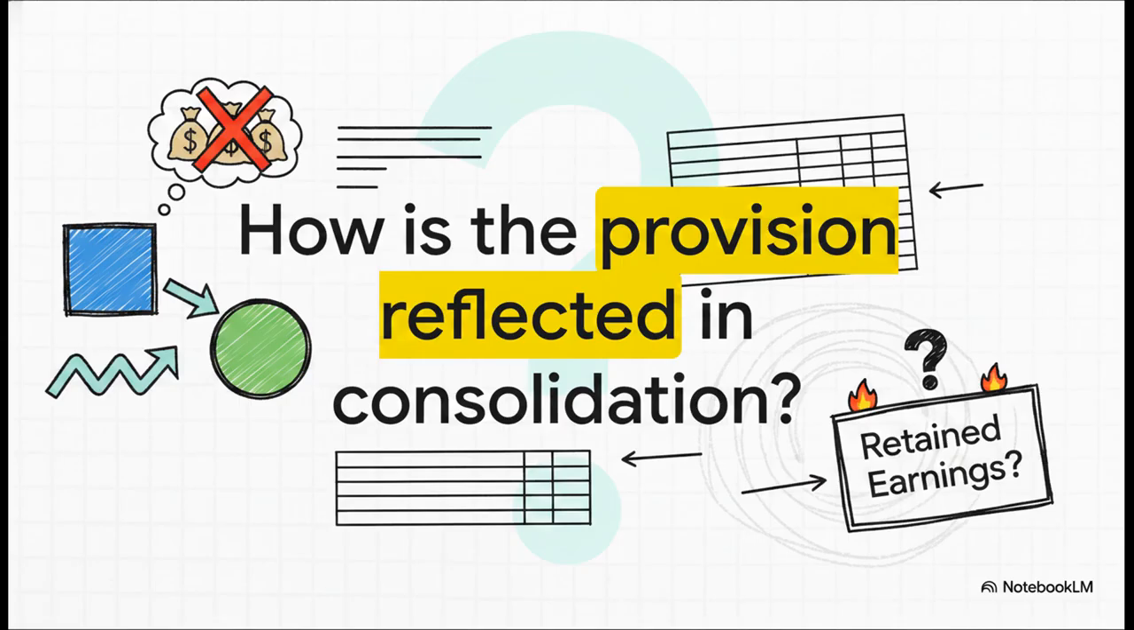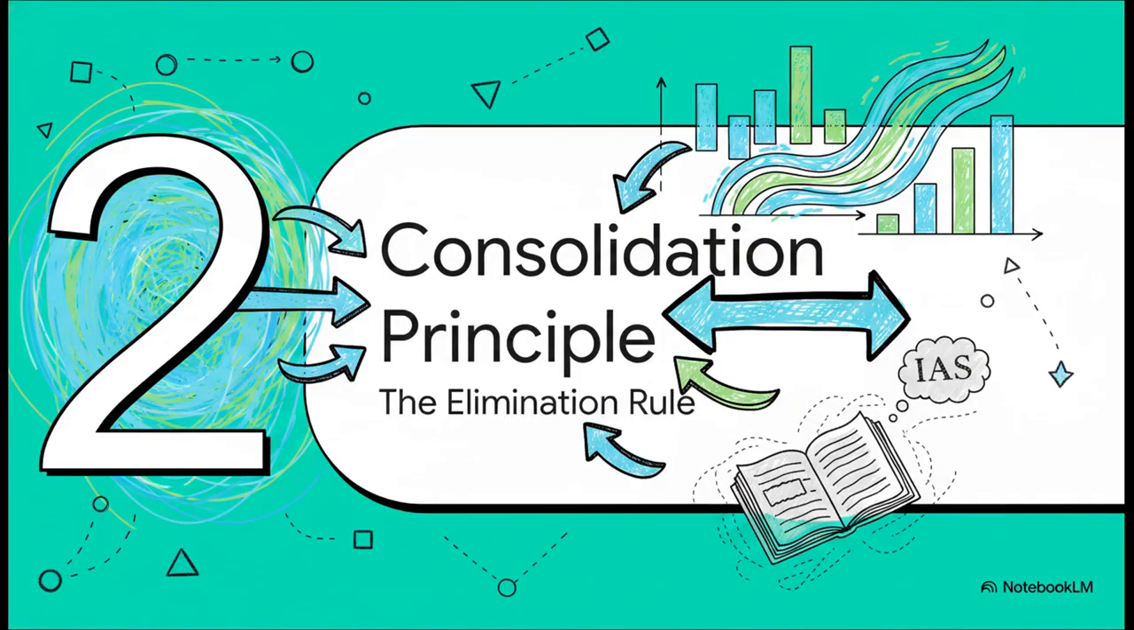Which brings us to a really burning question, one that honestly traps a lot of accountants and auditors. When we actually bring these two entities together to prepare the consolidated financial statements, how on earth do we reflect this provision for doubtful or impaired advances? Like, what's the actual treatment? And more importantly, does that corresponding credit just go straight into retained earnings? Well, let's find out. Moving right along to Section 2, the consolidation principle, elimination.